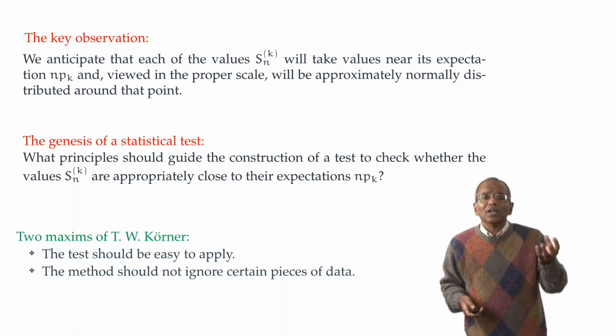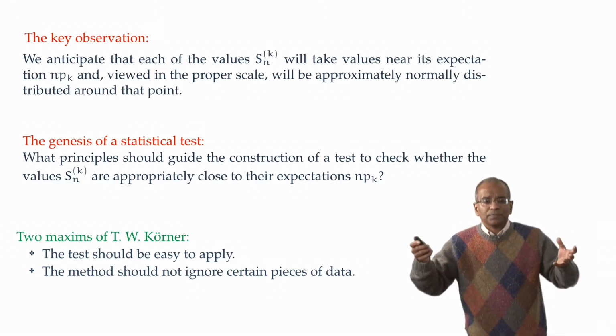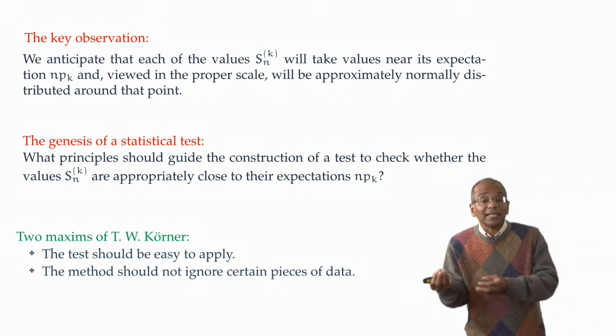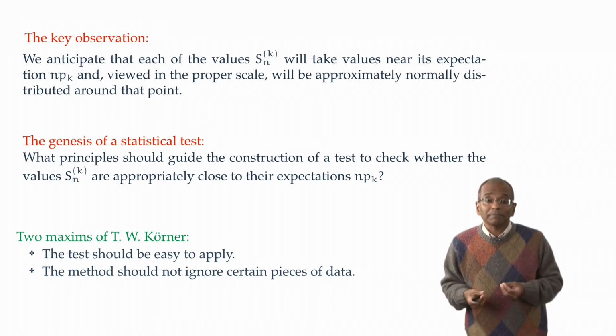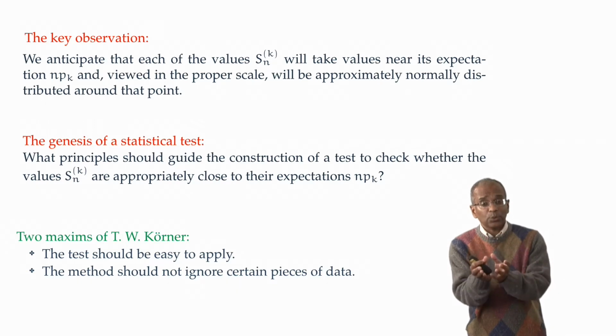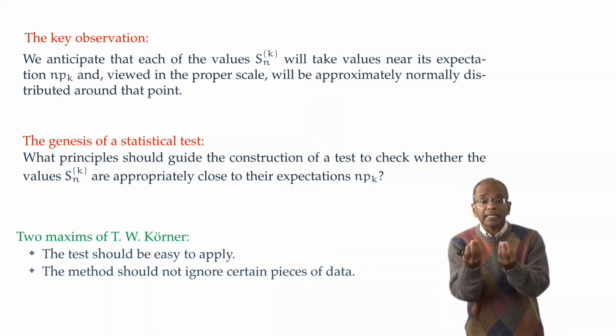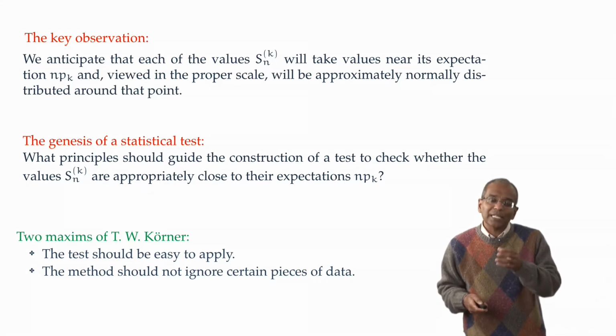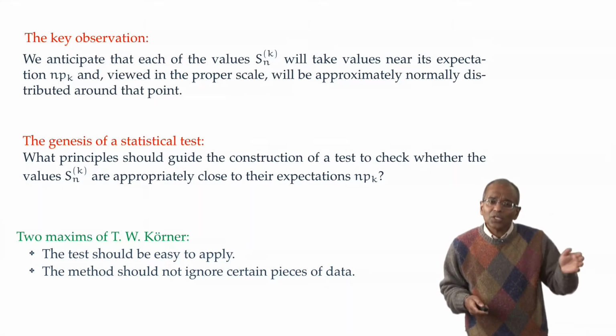So here are two desiderata. How should we construct such a test? So let's begin. What do we anticipate from SN1, the number of elements in the sample in the first IQ bin? We anticipate that it should be close to n times P1. What about SN2, the number of elements in the sample in the second IQ bin? We anticipate it should be close to n times P2, and so on.